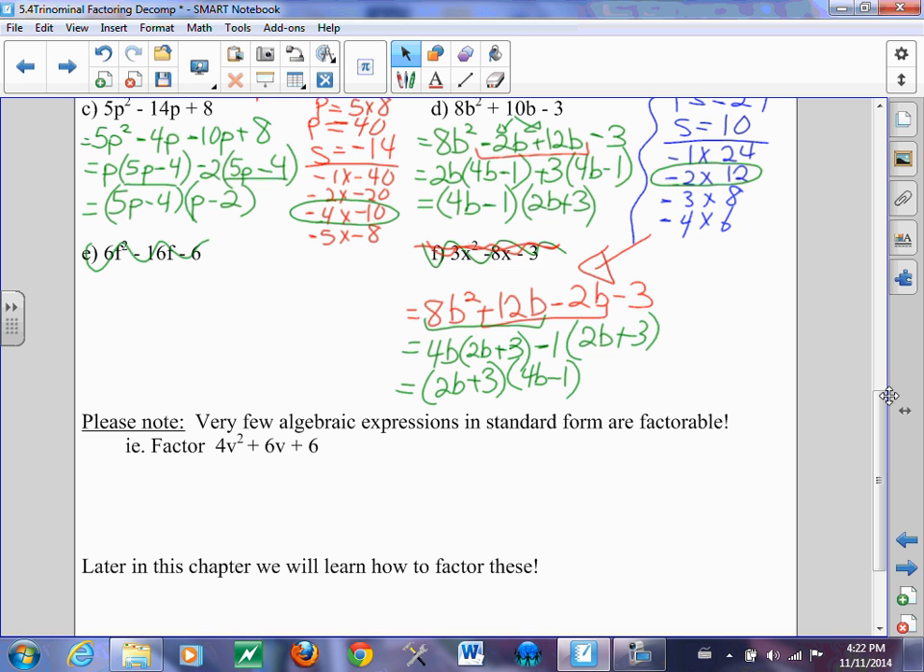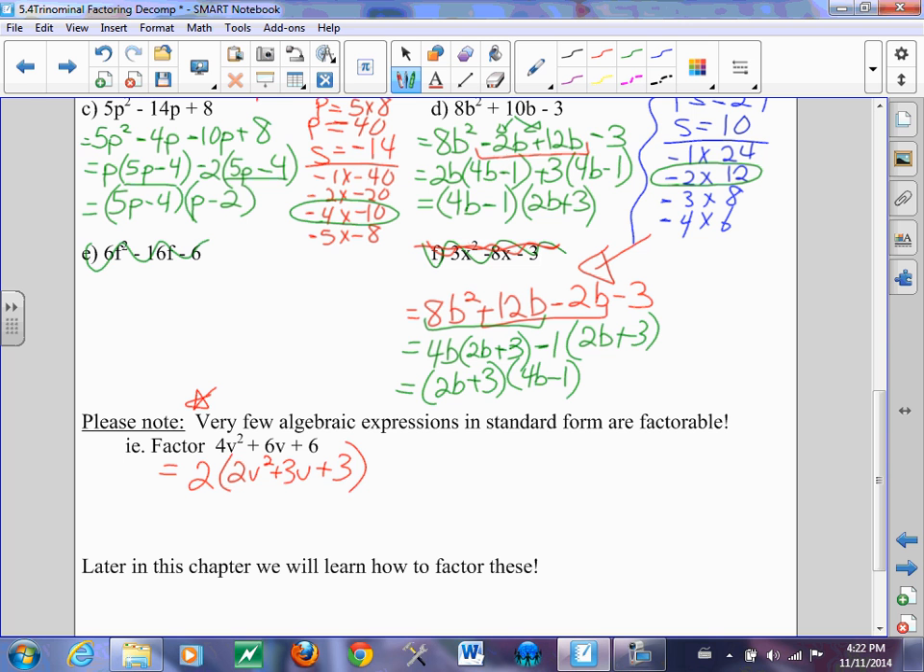All right, taking a look here, and this is important to know because we did a lot of examples the last couple of days about being factored. And I want you to realize, folks, that very few algebraic expressions in standard form are factorable. So taking a look at this example, we can common factor out a 2. So we're left with 2v squared plus 3v plus 3.